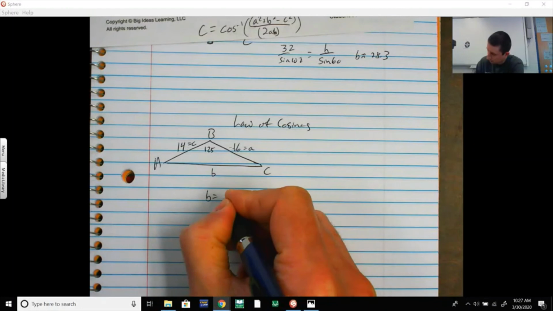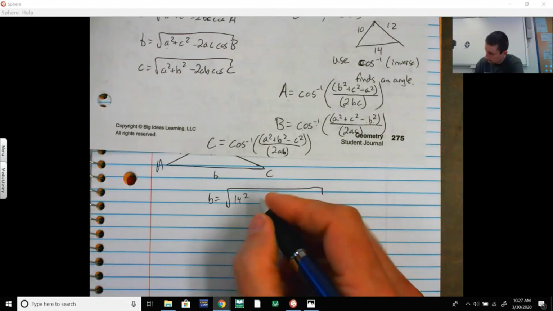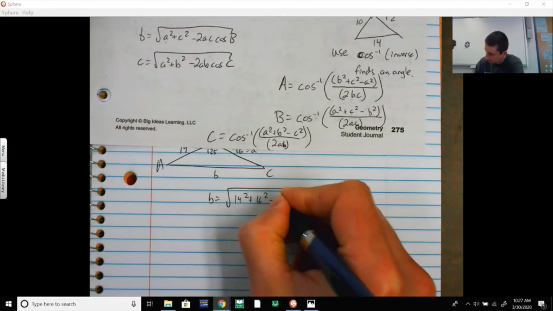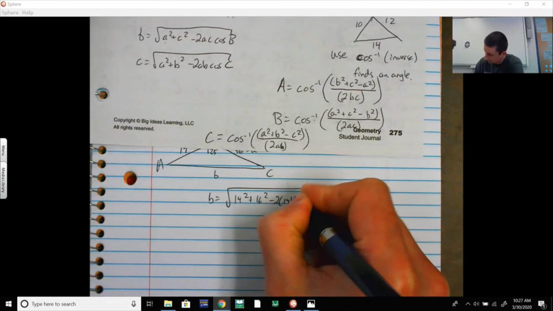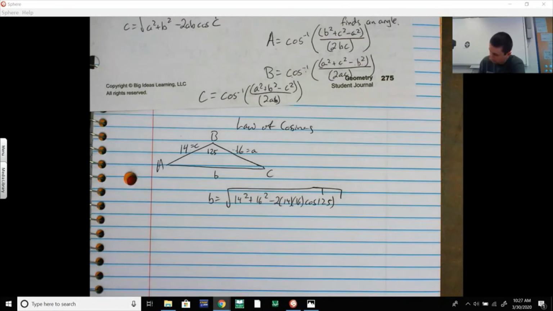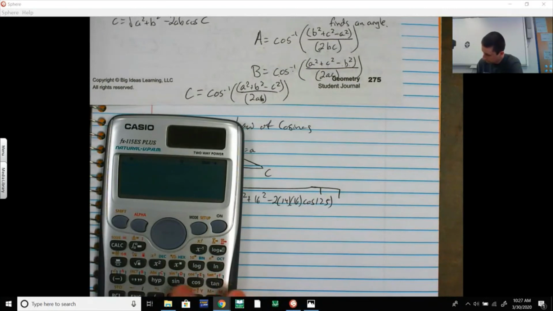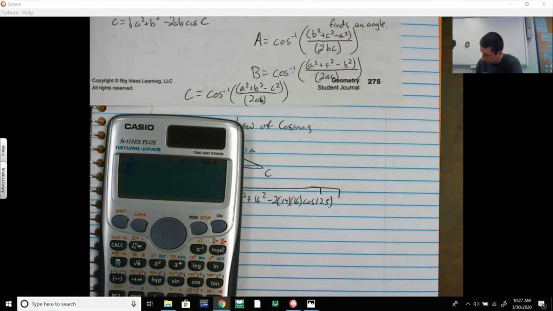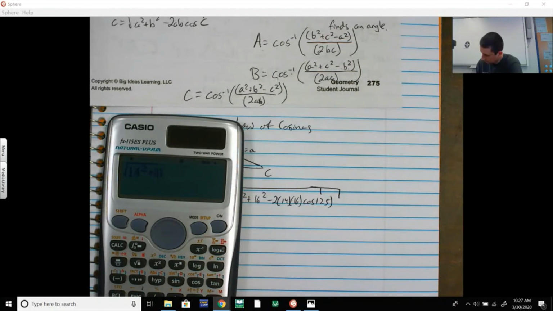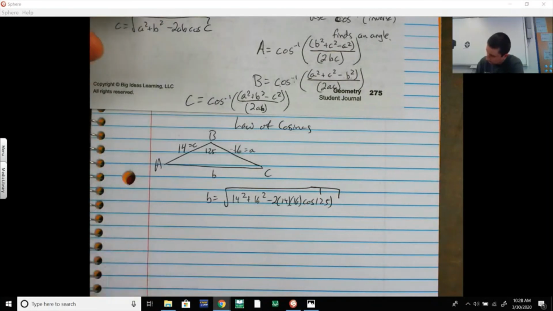So B would be the square root of 14 squared plus 16 squared minus 2 times 14 times 16 times the cosine of 125. Make sure you look and see where all those numbers came from. And that can all go in the calculator at once. The square root of 14 squared plus 16 squared minus 2 times 14 times 16 times the cosine of 125. And you get 26.6.